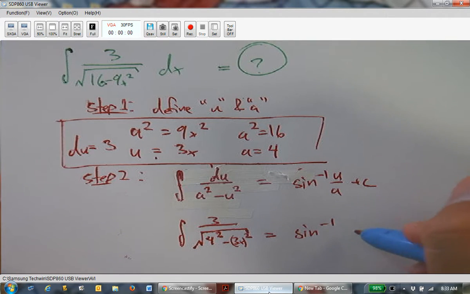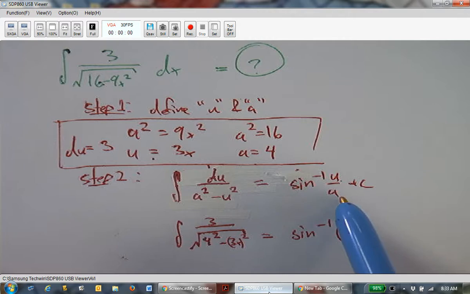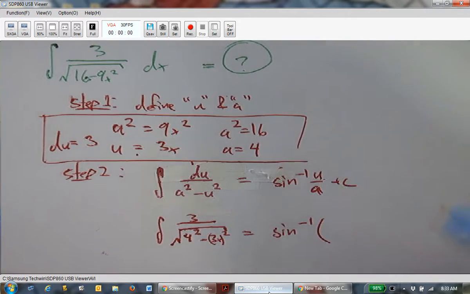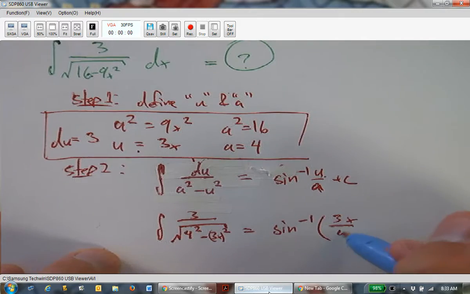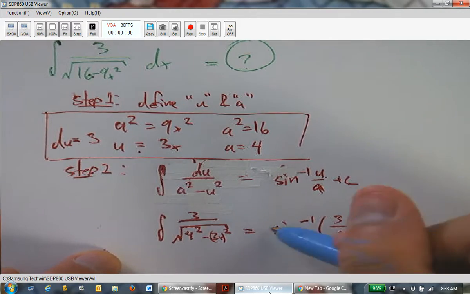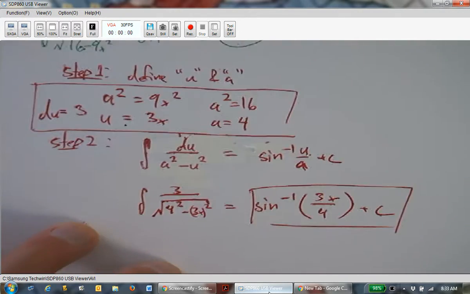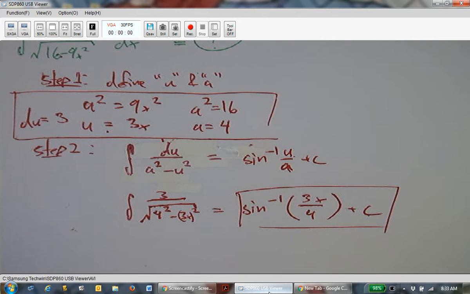And then inverse of sine, you know it'd be u divided by a. And you have defined your u as 3x and your a as 4. And that is your final answer right there. So that's a nice thorough way of going about this.